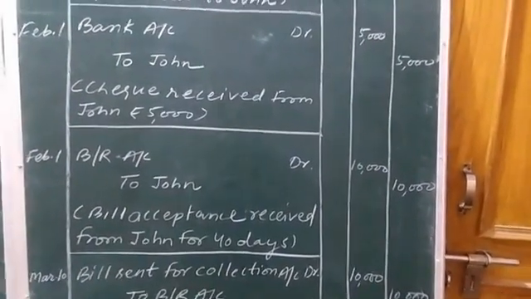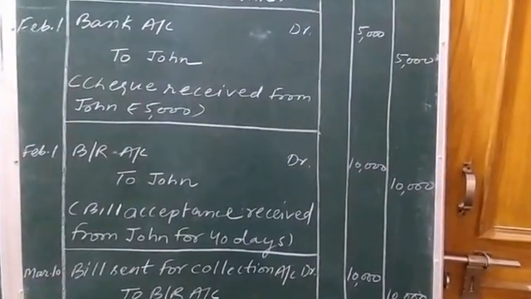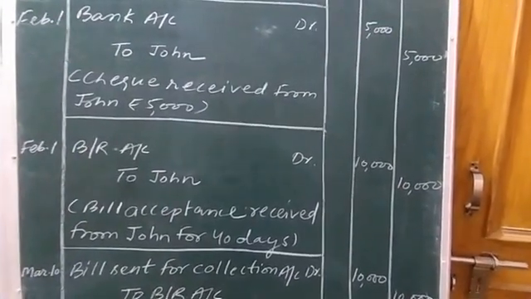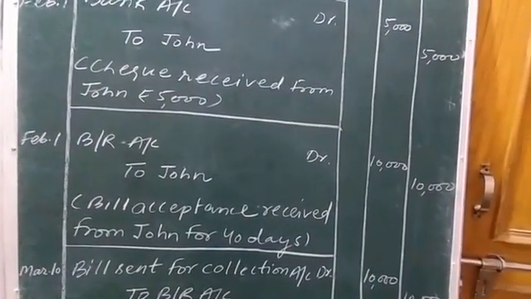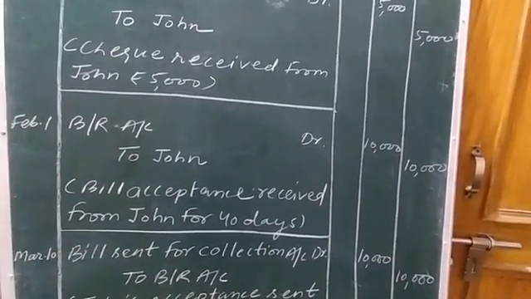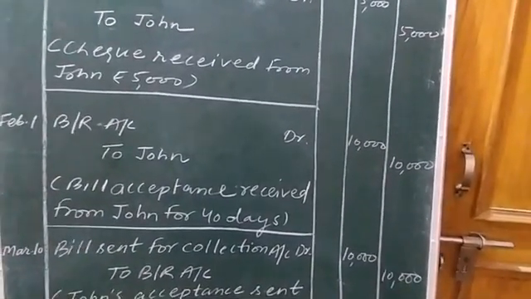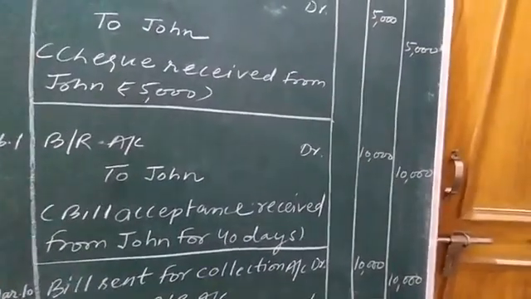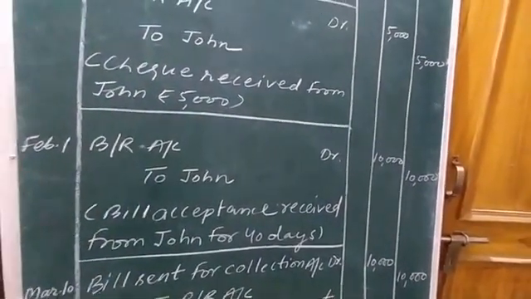The journal entry to be passed is bill receivable account debit to John. Whatever I have explained while passing the journal entry, I have written within the bracket. Bill acceptance received from John for 40 days. It is mentioned in the question that the bill is to be paid by John after a 40 day tenure.